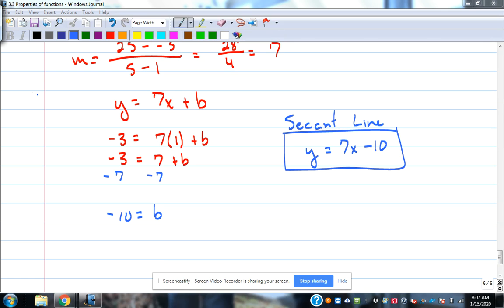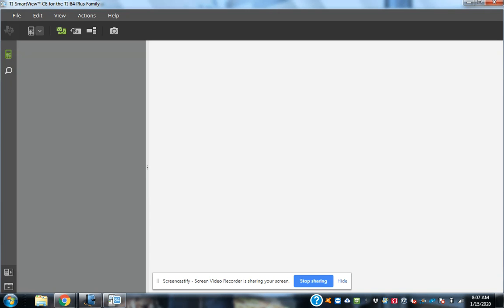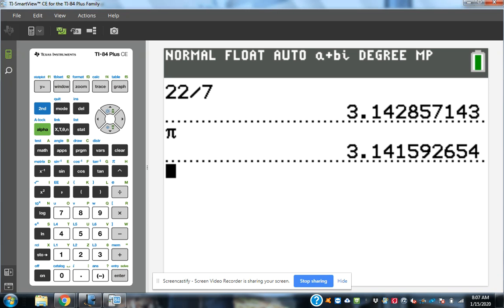So a secant line, again, intersects in two places. They're going to give you the interval to find that over. So they're going to give you the two x values to start with. You're going to find those ordered pairs, and then you're going to find the average rate of change, the slope, and then the secant line is the equation of the line that does that.